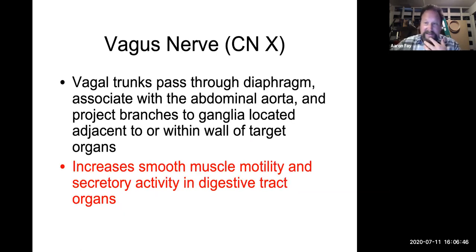Vagal trunks pass to the diaphragm. They pass through the diaphragm following the aorta and then branch and associate with the very organs in your abdominal cavity. They increase smooth muscle motility and secretion activity in the digestive tract, helping regulate or activate those structures to help you digest your food.